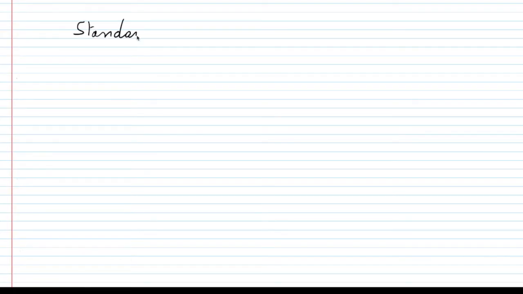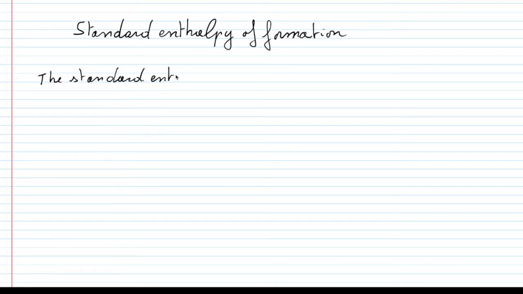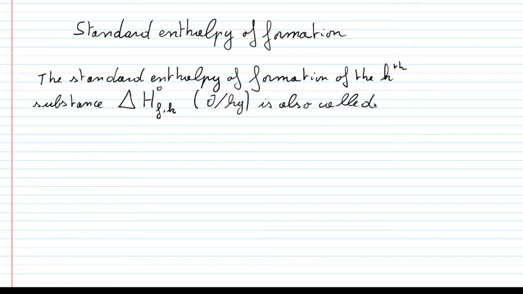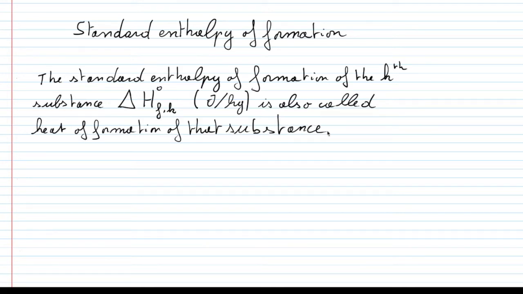Okay, now we'll see how to determine the heat released by the combustion. For that, we'll introduce a key quantity, which is the standard enthalpy of formation. The standard enthalpy of formation of a substance K is often called the heat of formation of that substance. It is defined as the heat needed to form 1 kg of that substance from its elements in their standard state.